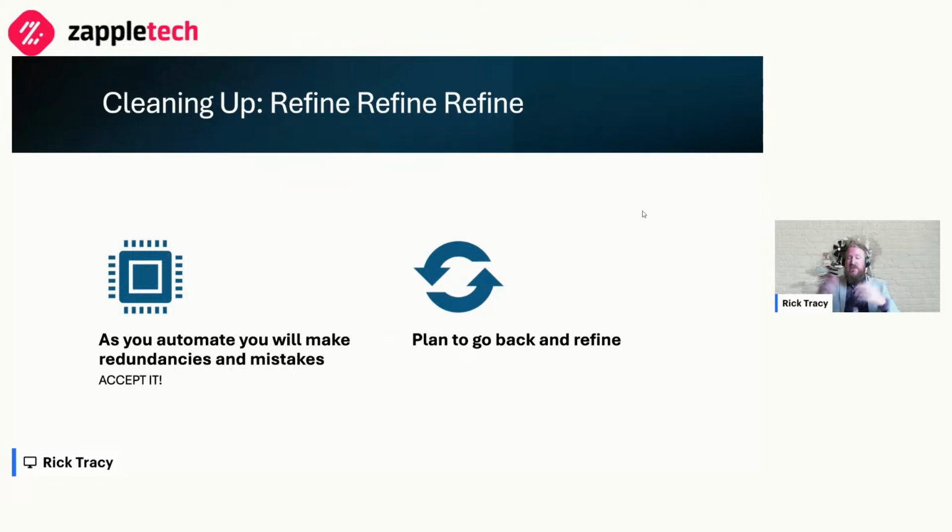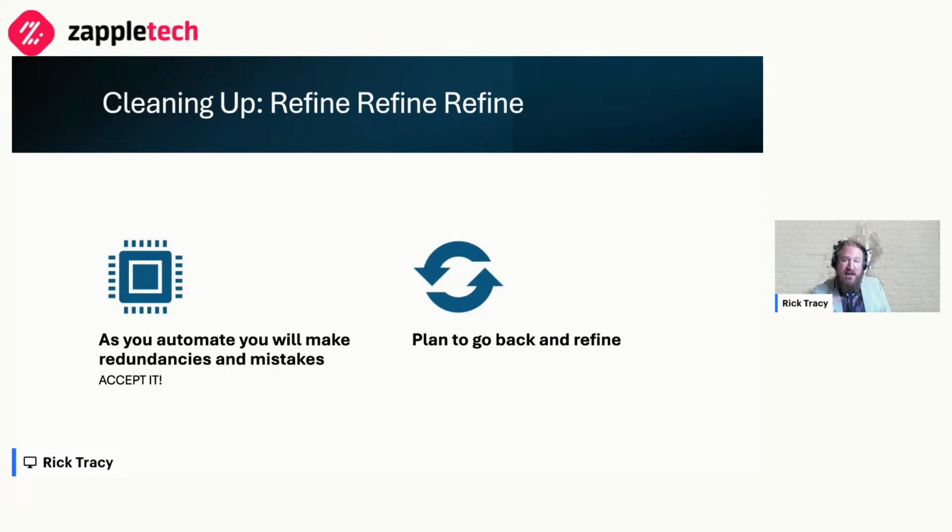Once you've built that, once you've shared that, once everybody's happy with all your reports on it, it's time to refine. Because just because you built it once doesn't mean it stays fine. As you automate, you're going to make redundancies. You're going to build scripts that you've already built before, you forgot about it. And you're going to make mistakes, something that doesn't work the way you thought it would. Accept it. That's going to be a part of the process.